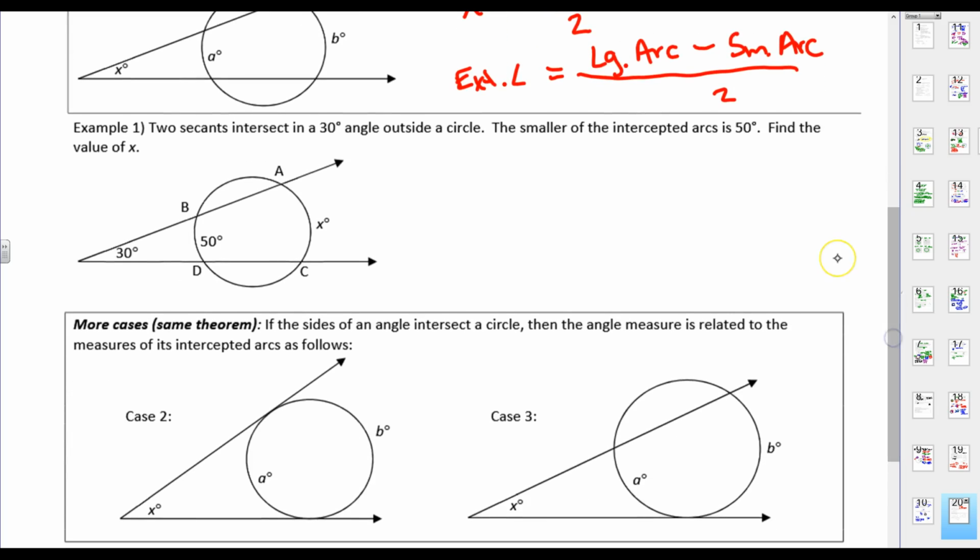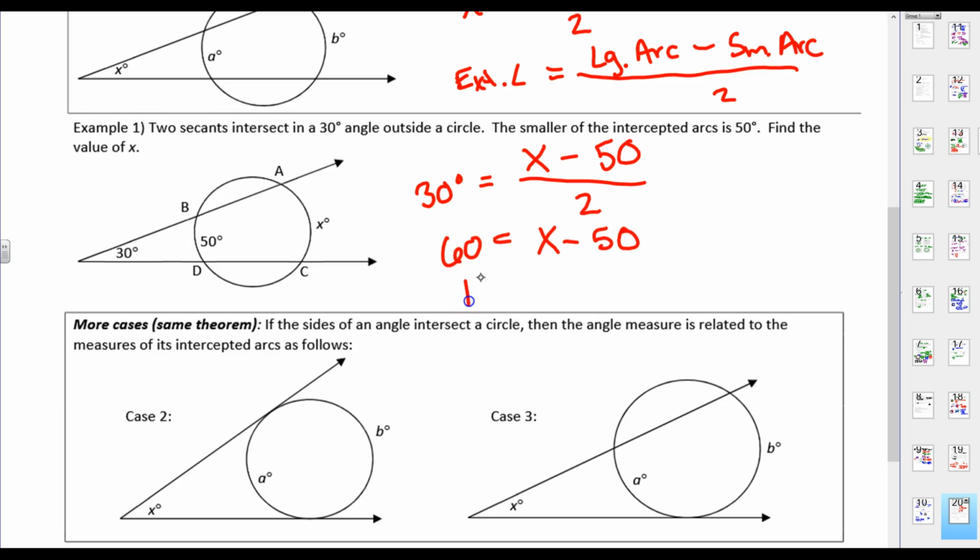So if I'm doing this problem here, I've got that angle, it's 30 degrees, and the large arc, I don't know, but I know my small arc is 50, all divided by 2. Multiply both sides by 2 to clear the fraction. So I get 60 equals x minus 50. Add the 50 over to get that 110 is equal to that larger arc. So this arc would be 110 degrees. Check your work: 110 minus 50 is 60, divided by 2 gets me back to 30.